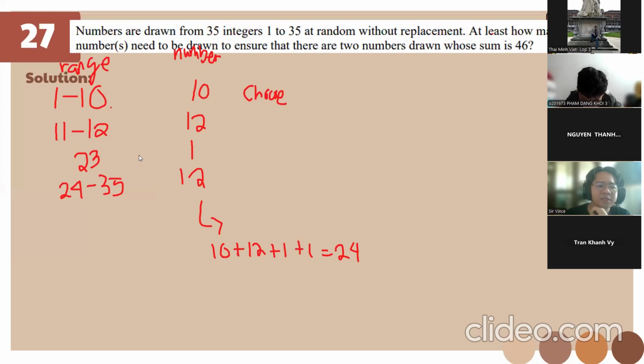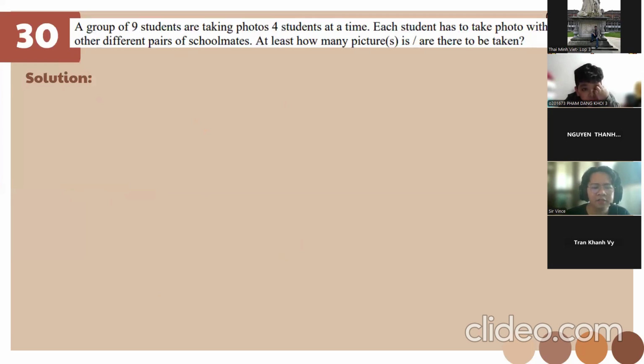So I'll just upload a separate solution for 27, okay? Because our time is up and I still have to prepare something. I'll cater your questions for 30. It's just 9 combination of 4. So if 9 students are taking 4 photos at a time, at least how many pictures are taken? So you can just do this.